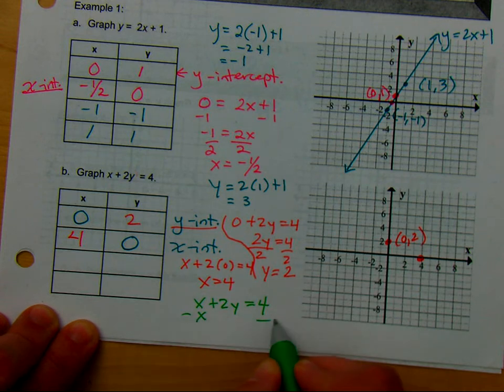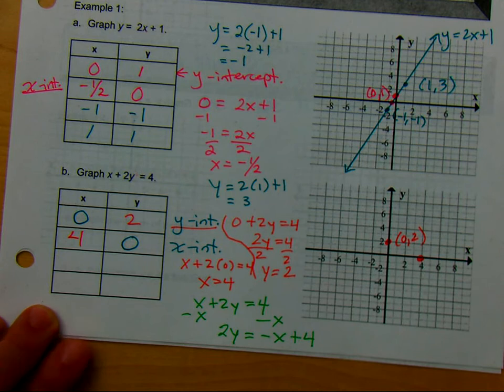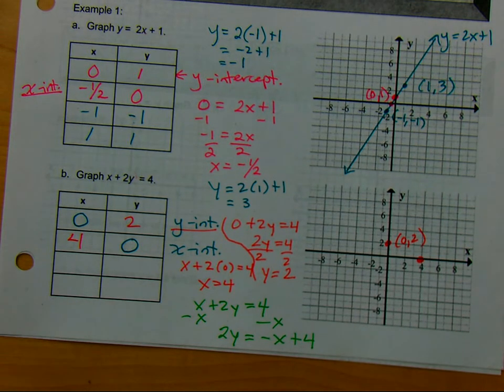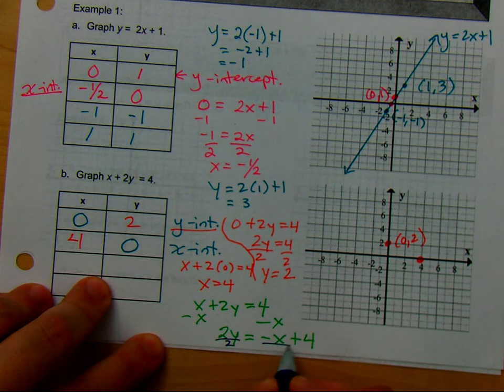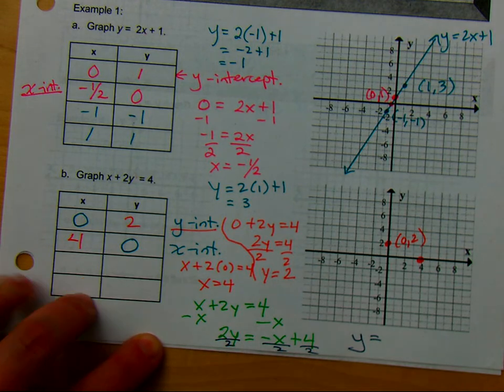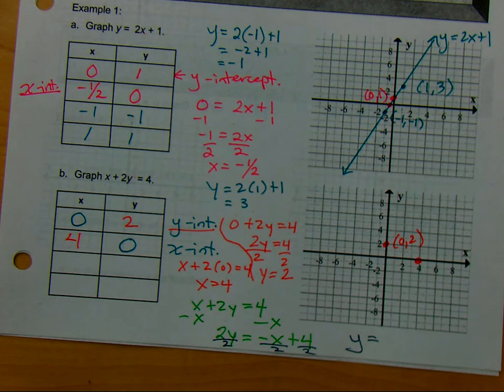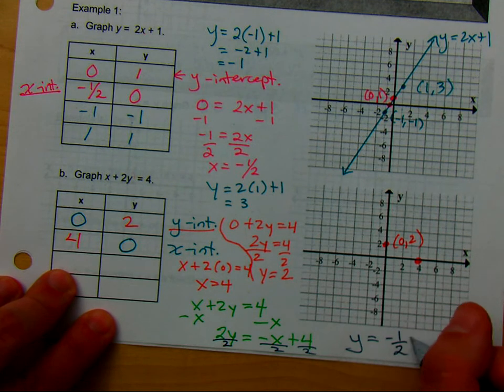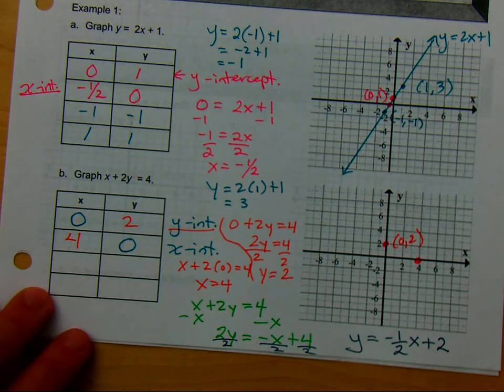Subtract the x, right? So we get 2y equals negative x plus 4. And how would we get y by itself? So opposite. What's happening between the 2 and the y? Yes, we would divide everything by 2. So I'm going to divide that by 2, that by 2, that by 2. I get y equals, see how y is now by itself? Negative x over 2. What number is in front of x? Yeah, so it's negative 1/2 x plus 2. Do you see how I got the negative 1/2?